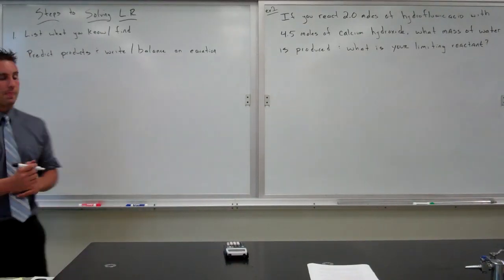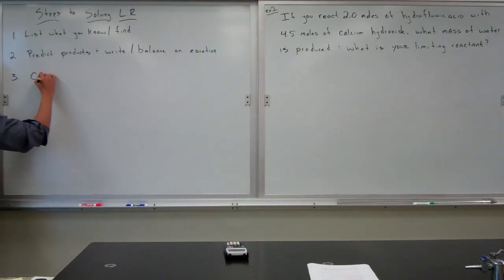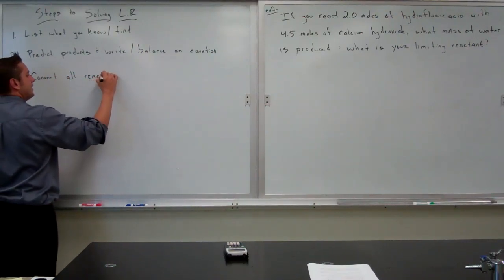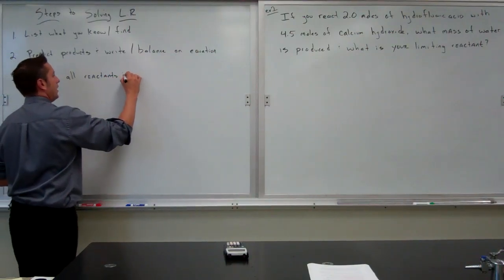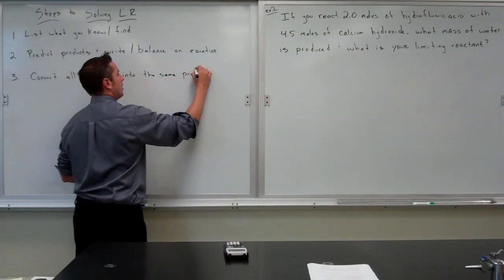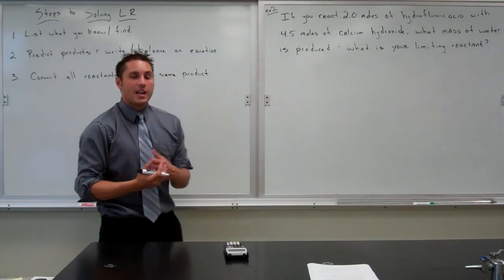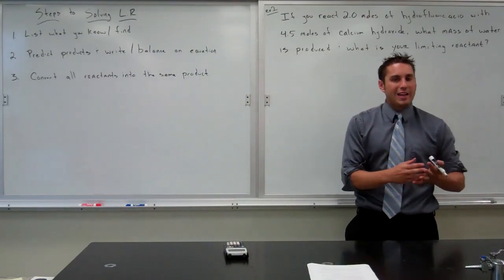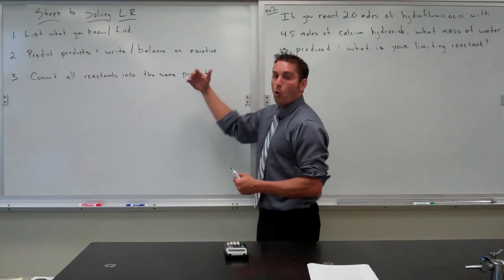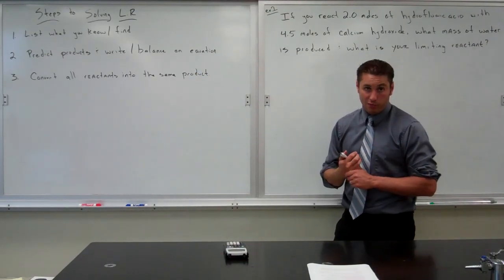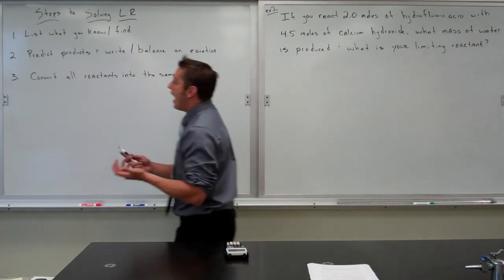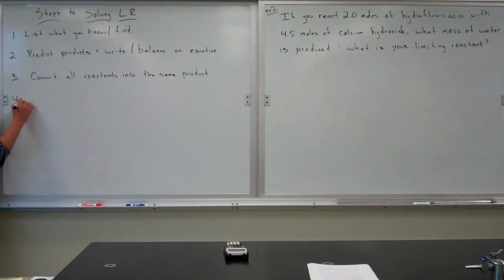Step 3. Convert all reactants into the same product. So whatever it is that I'm looking for, I'm going to take all of the reactants that I have, whether it be 2 or 3 or 4, and convert them into moles or grams of the product, whatever it is that they're looking for. And you're going to have yourself a couple possible answers. How do I decide which of those answers is correct?